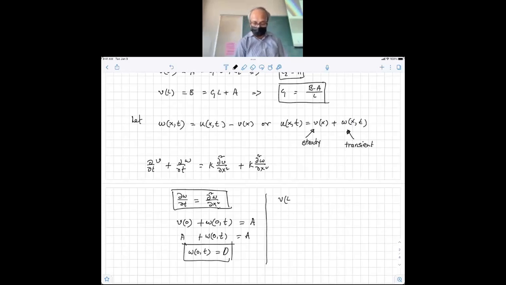Then I go for the next condition, v at L plus w at L,t equals B. So v at L would be C1 L plus w of L,t equals B. So C1 is this quantity.